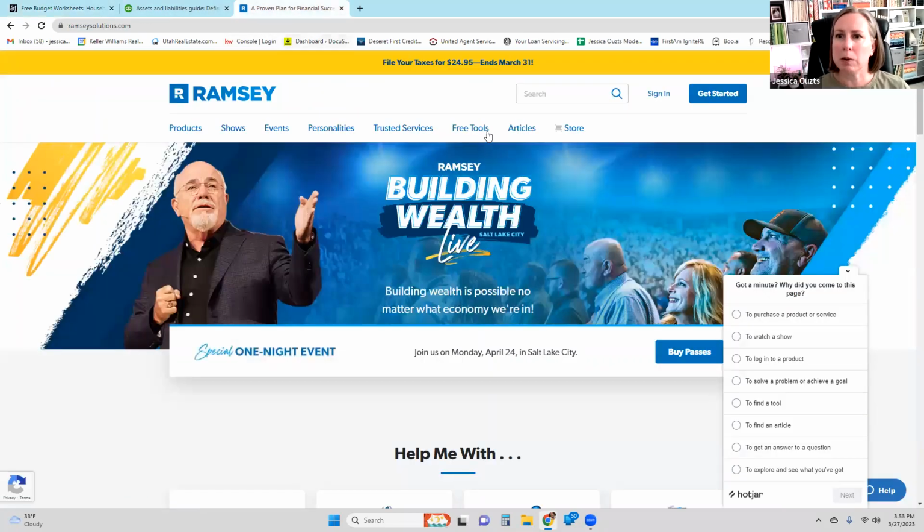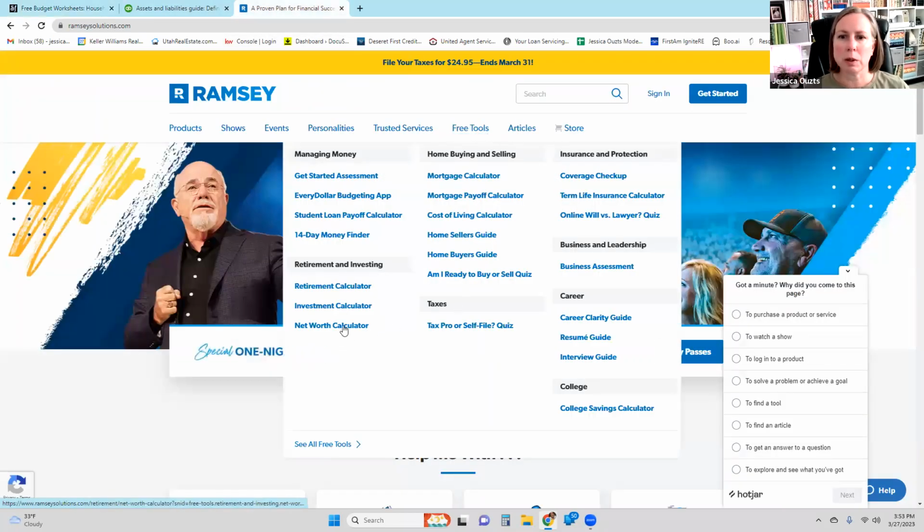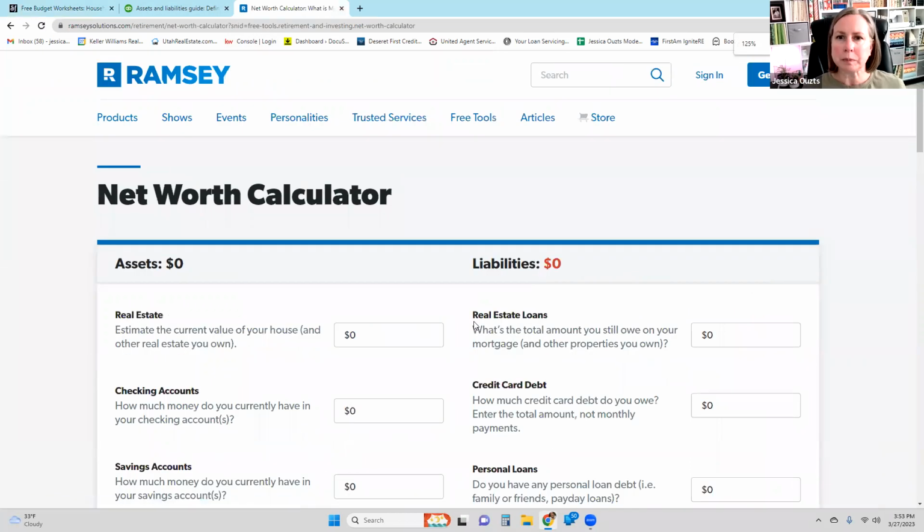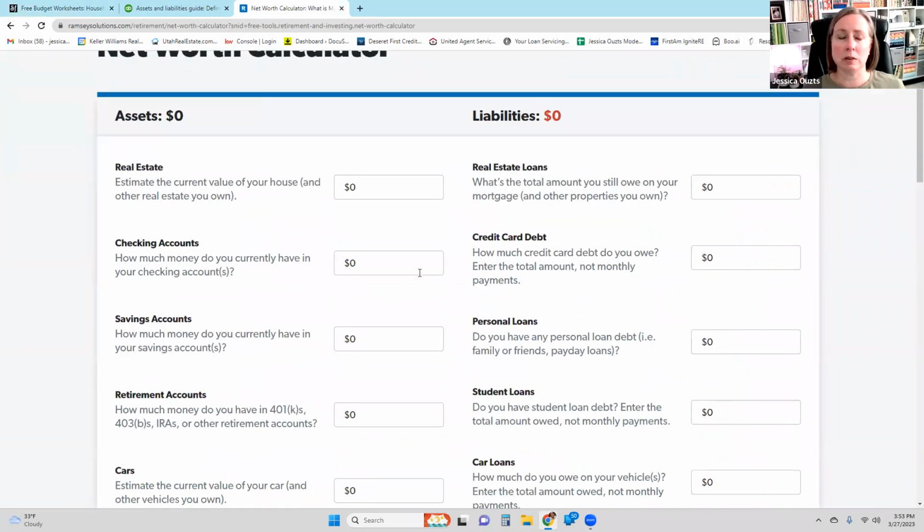For fun today, we're going to go to Ramsey Solutions. We're going to click down here to the net worth calculator. And this one we're using just because it's simple and easy to use. So don't feel any pressure that you have to use this one.